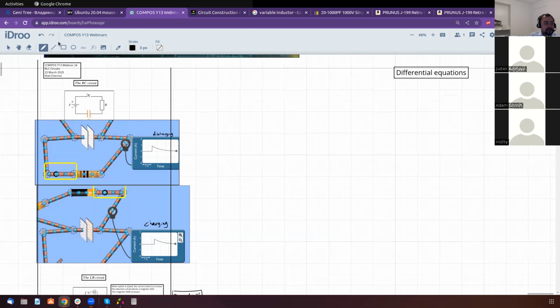Like in this, even if you have a short circuit and a switch, when you close the switch, current will not grow instantly. It will take some time to increase because even straight wires have inductance.